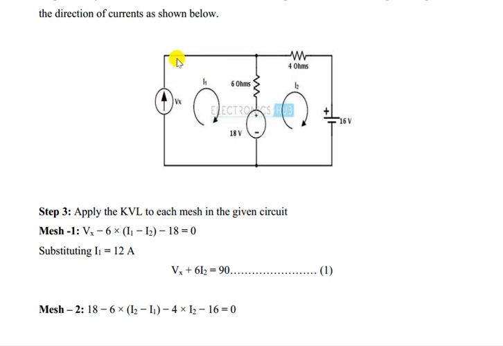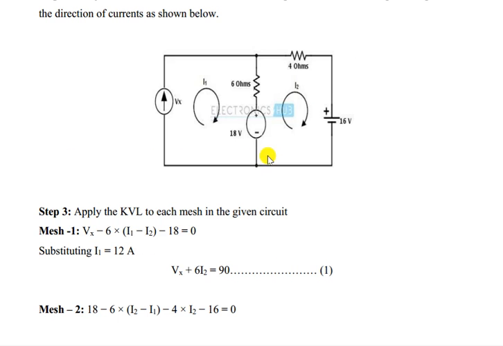Now we are assuming voltage across this current source is Vx. Okay. So we are taking Vx minus 6 into (I1 minus I2), because I1 is flowing downward, I2 is flowing in the 6 ohm resistor upward. So I1 minus I2. Then again plus 2 minus, so plus 2 minus voltage drop, so minus 18. I1 equal to 12 ampere, that we already got. So we get Vx and I2 as the equation 1.